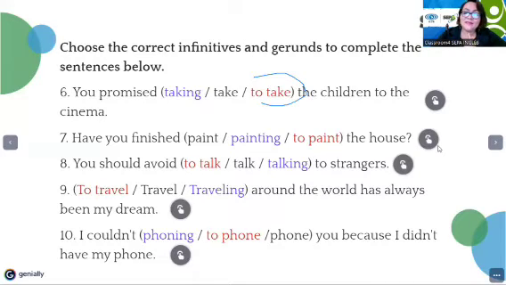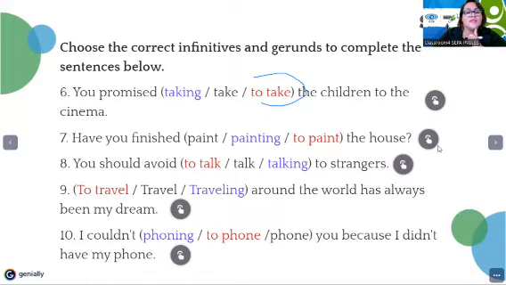And the answer is, what is the answer? Don't you have any idea? In the first one, we said you promised to take the children to the cinema, and it was good, of course, you promised to take. In this part, we have: have you finished painting or to paint the house? What can I say here?